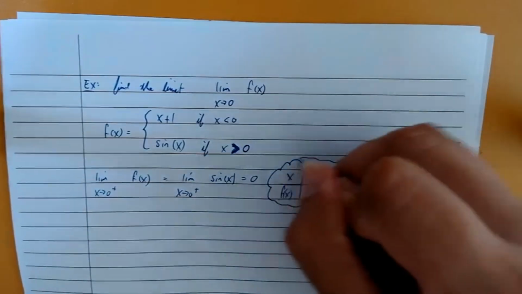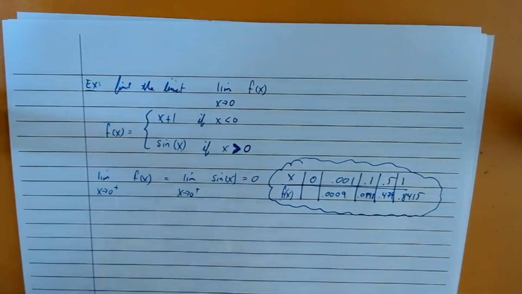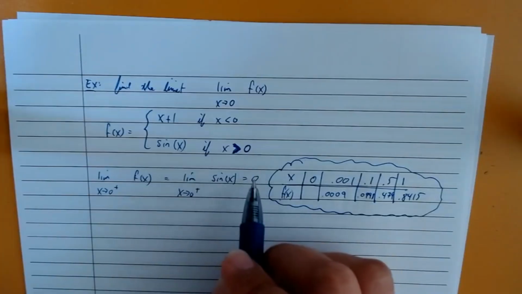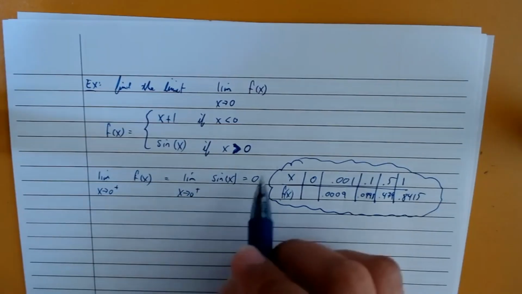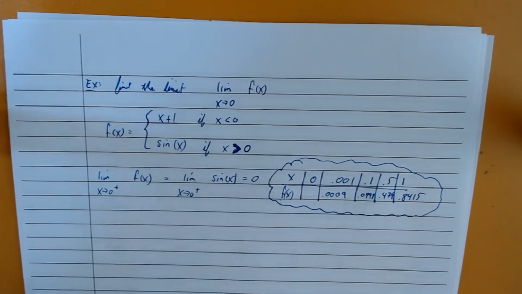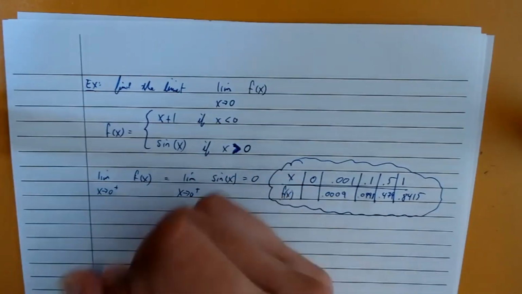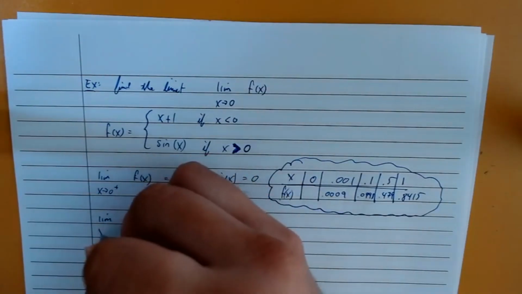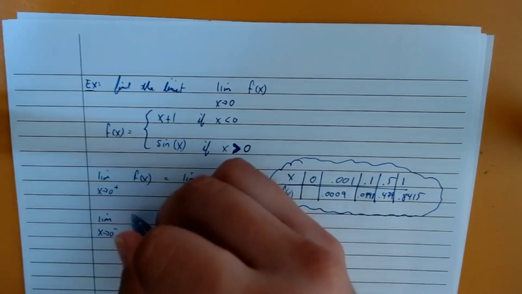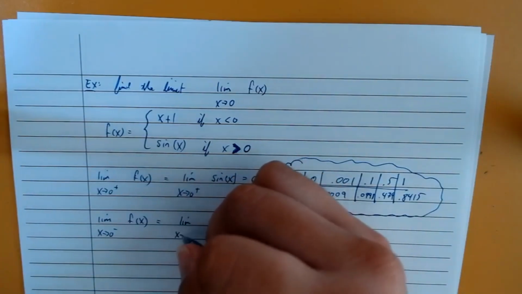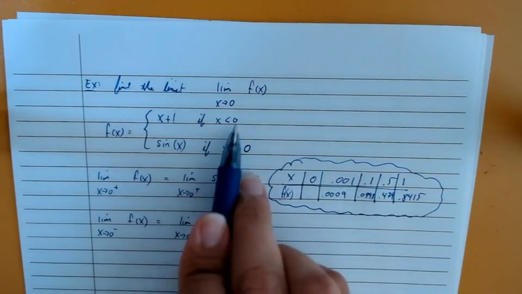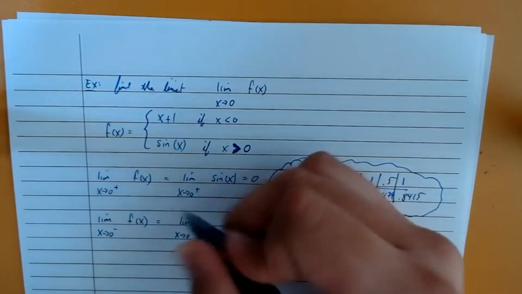Because of this. But now let's see what happens from the left. If from the left you're also approaching 0, well then the two limits agree, in which case you have your answer. Your limit is 0. But if they disagree, that means your limit does not exist. So let's see which one it is. We're going to take the limit as x approaches 0 from the left of our function now. Well, if you're coming in from the left, you're using this one, this x plus 1.